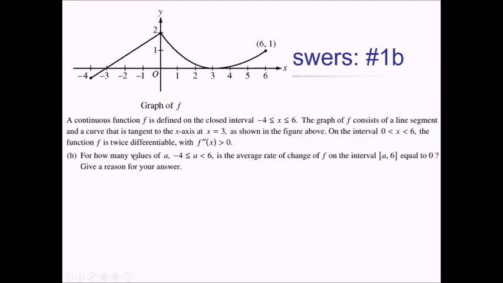For this problem, we're asking how many values of a on the interval from -4 to 6, and note that we're including -4 but not including 6, on how many values on this interval is the average rate of change of f on the interval from a to 6 equal to 0? This seems kind of tricky, and like you have to kind of guess and check in a whole bunch of places, but let's see what's really going on here.